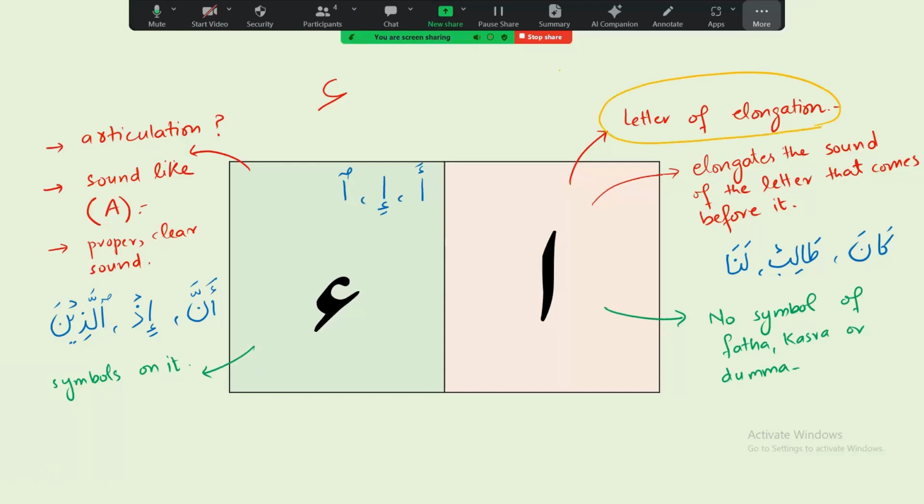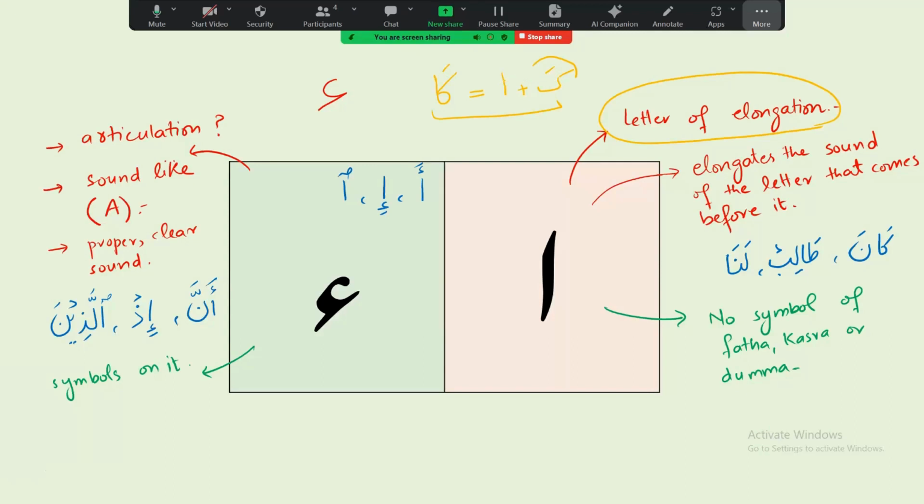How? For example, let's take any alphabet, for example this Kaf alphabet. And what we will do, we will attach this Alif to it. This will be written like this. Okay, sisters, this is the way we join the letters in Arabic. So if we join, this was the Ka sound. Kaf with a fatha on top of it makes a sound of Ka. And then this is the Alif alphabet.